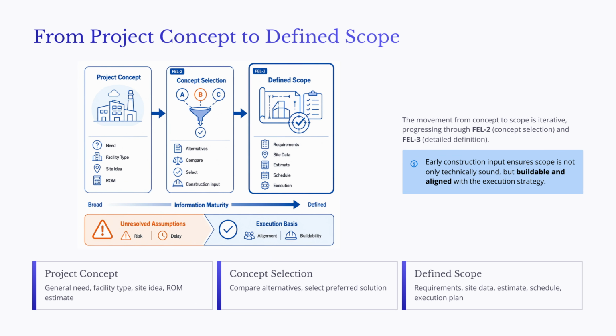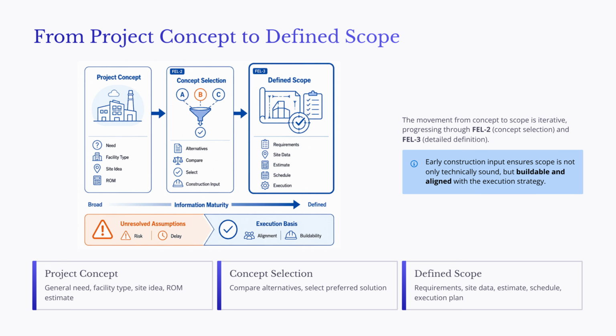A project concept is not the same thing as a defined scope. A concept may describe the general need, the type of facility, a possible site, and a rough order of magnitude estimate. At this stage, the owner may know what problem needs to be solved, but the project is still broad and uncertain. The movement from concept to defined scope is iterative. It typically develops through FEL2, where the team compares alternatives and selects a preferred concept, and FEL3, where the team develops the selected concept into a more complete project definition package.